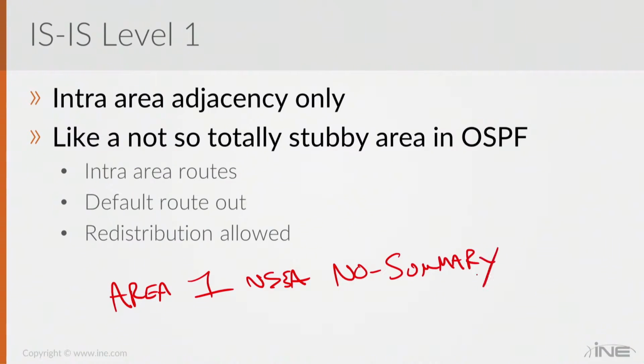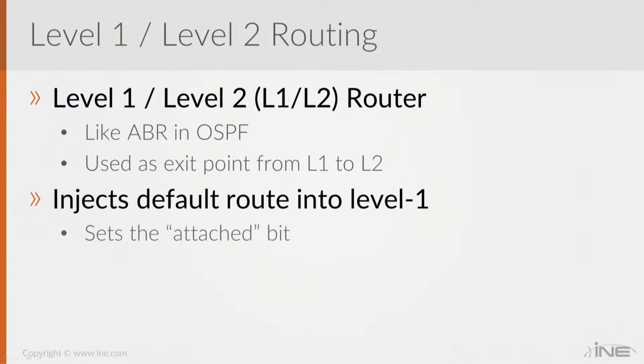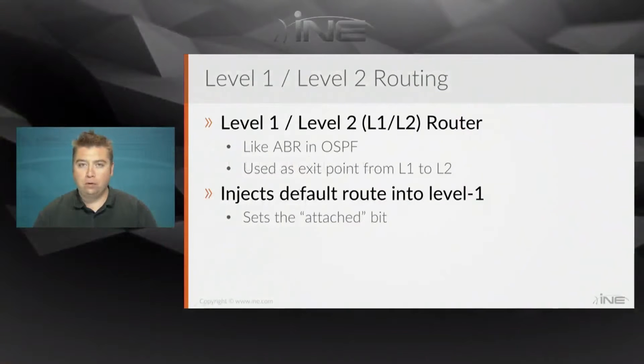So it's a not-so-stubby area, but it is also totally stubby at the same time, which means it's filtering out inter-area routes as well as externals. So same type of behavior here for ISIS level 1, but we don't call it a stub area. We simply call it L1 or level 1. And as I mentioned, between the areas, we use the level 1, level 2 router to summarize the information from level 1 out to level 2.